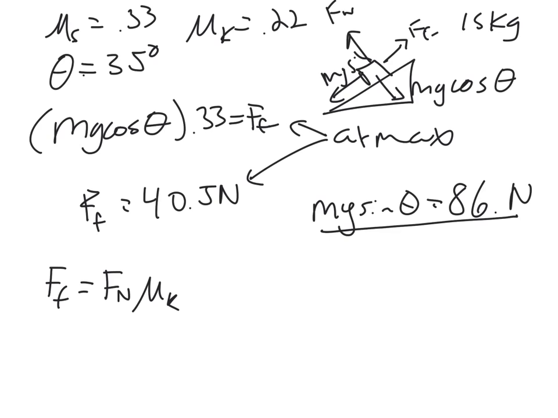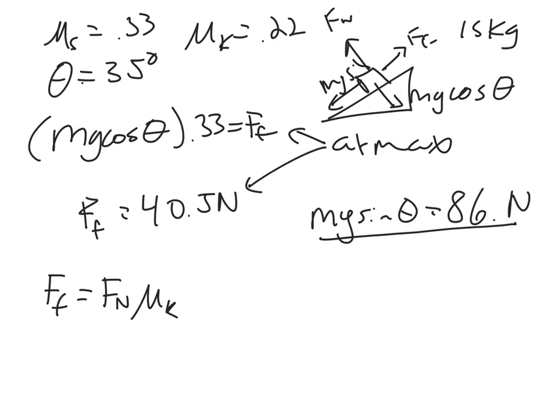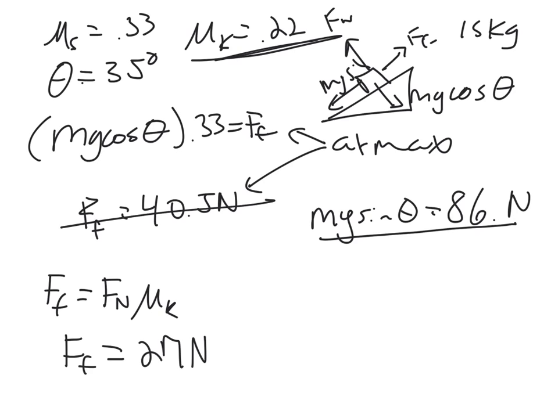So my normal force again was 15 times 10 times the cosine of 35. That's my normal force, and I'm going to multiply it this time by my coefficient of kinetic friction, 0.22. So we are now ditching this number. It doesn't come into play anymore, and instead we've got a force of friction equal to 27 newtons.